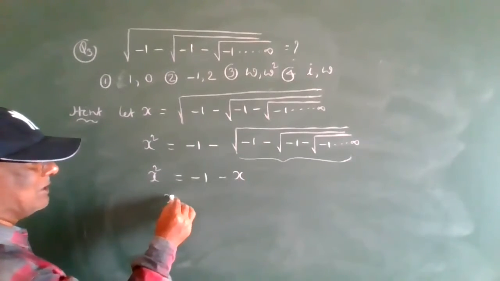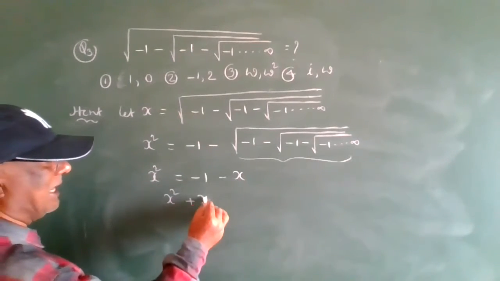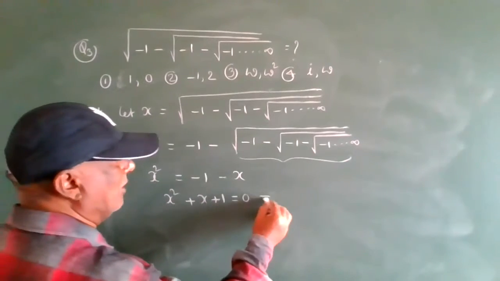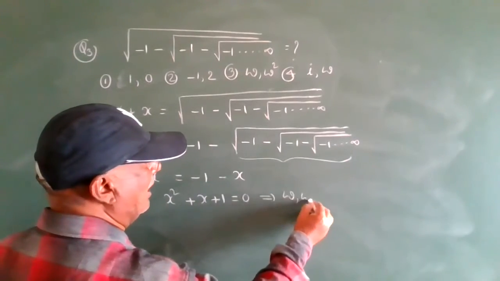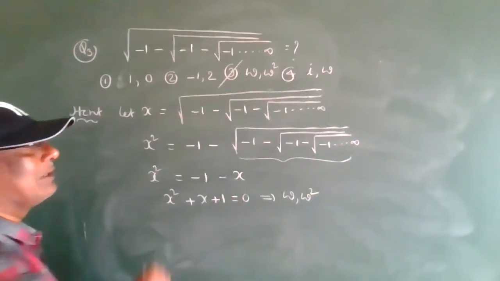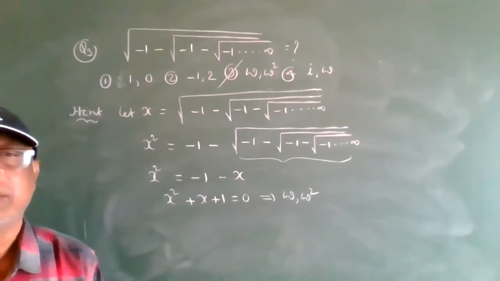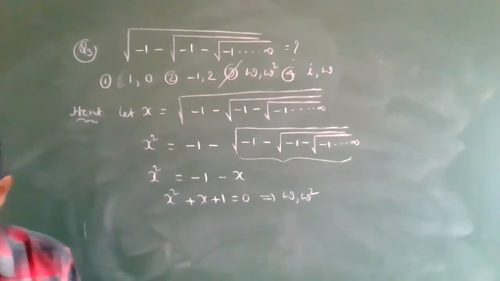All are brought to the left side: x square plus x plus 1 is equal to 0. Its roots will become omega and omega square. Therefore, third option is the correct one. Is it clear? Right.